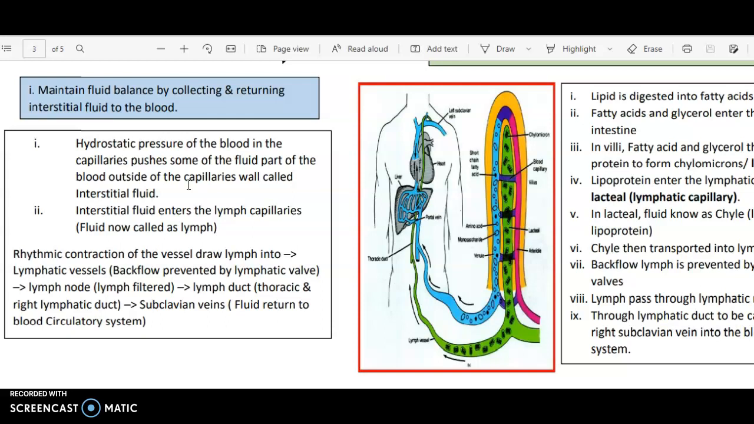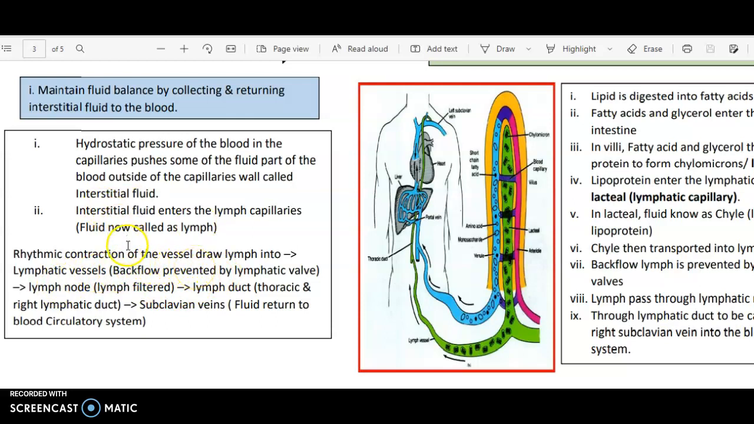So mereka ni pergi mana? They will be concentrated dekat interstitial fluid. Jadi macam mana nak return back balik? The things in the interstitial fluid, they may enter the lymphatic capillary.